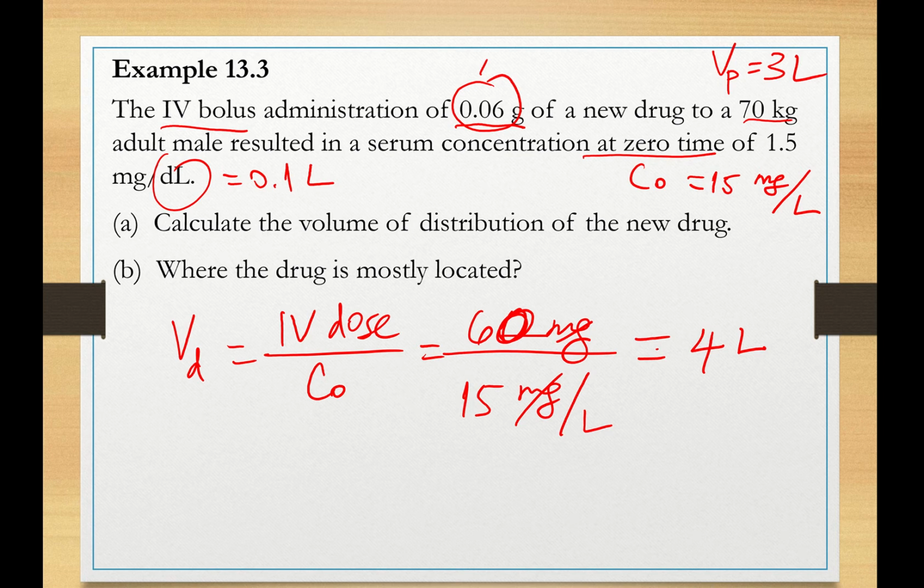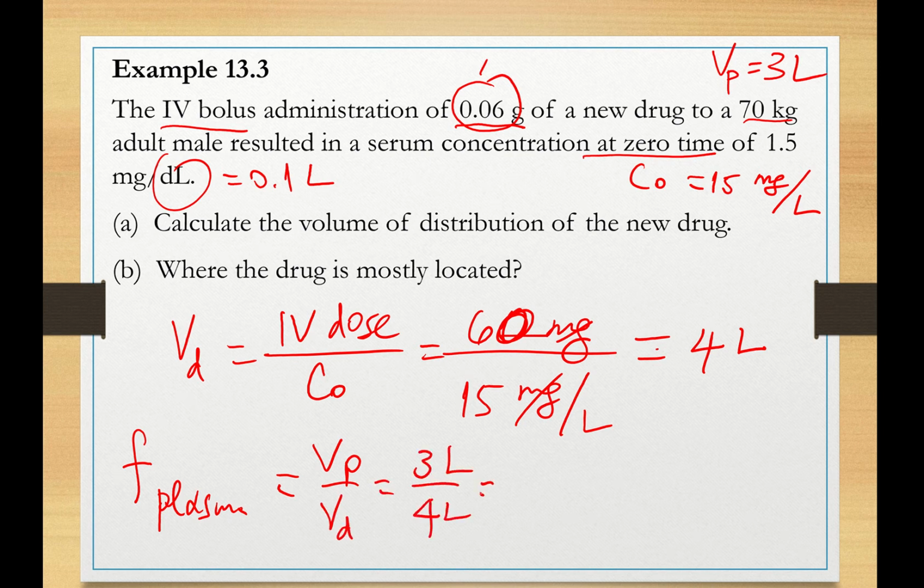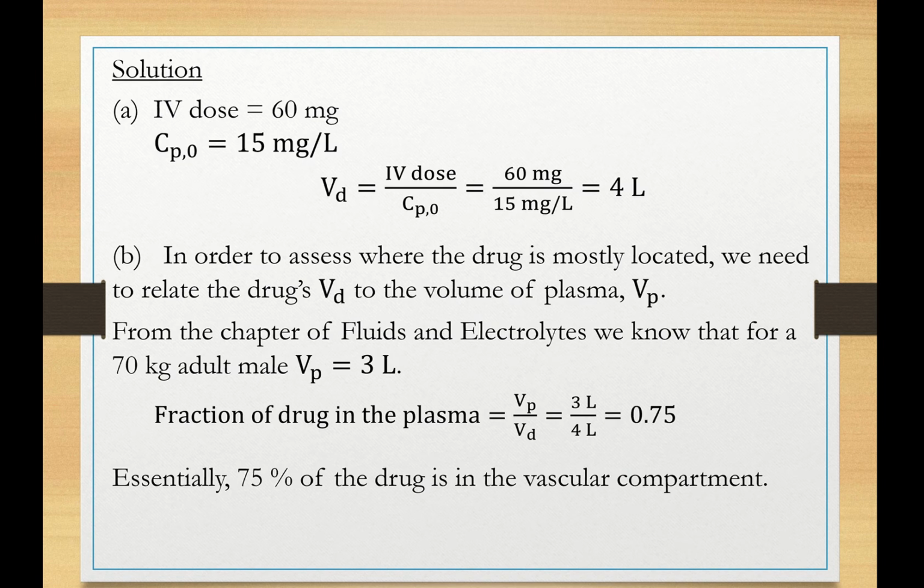Where is the drug mostly located? So now you're going to get actually a fractional percentage, right? So I'm just going to write the fraction of the drug in the plasma. So I'm just going to write FP here is equal to VP over VD. And that's equal to 3 liters over 4 liters. And that's equal to 0.75 or 75%. This is amazing, right? Okay, so this is what we have just described. You may read it at home later.